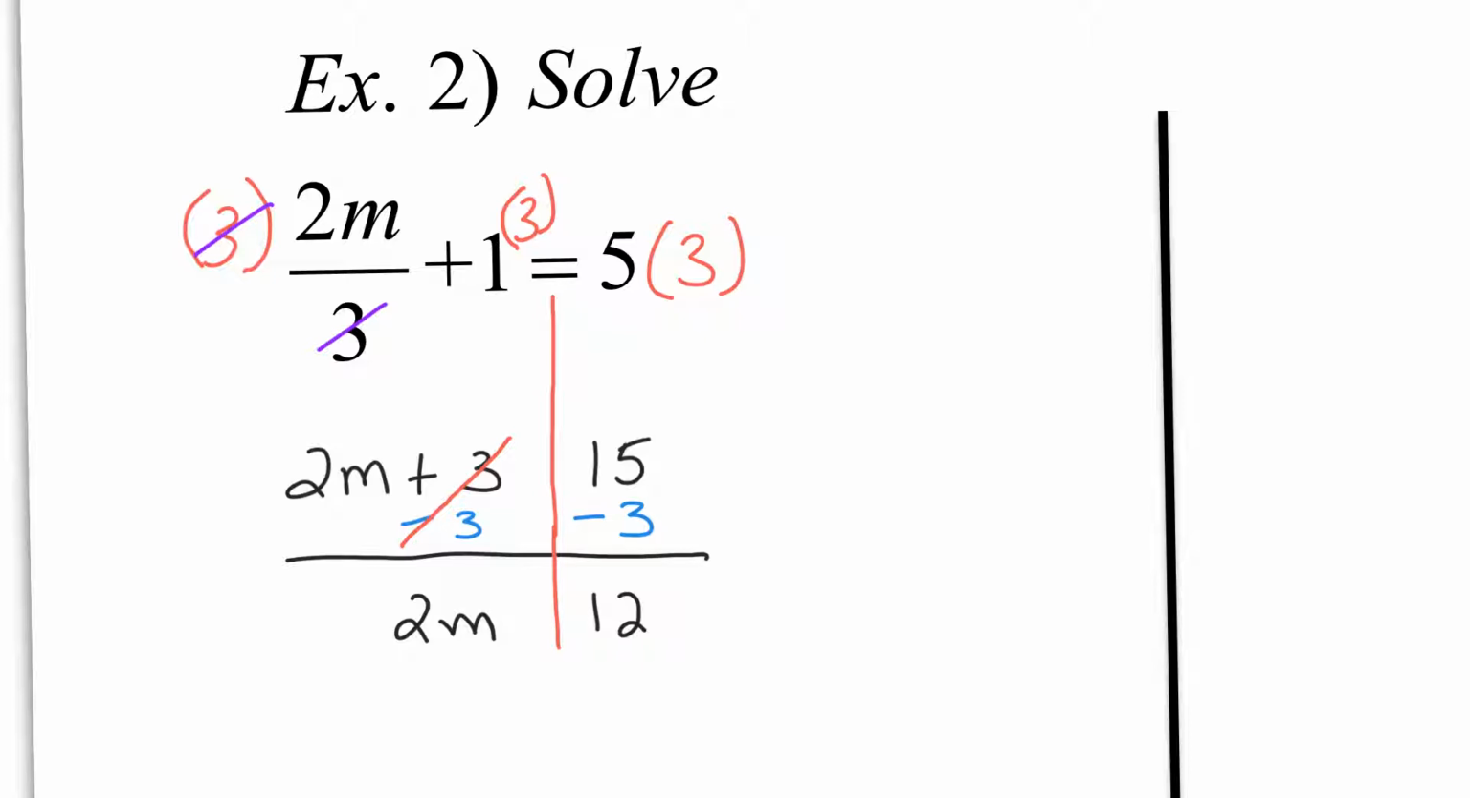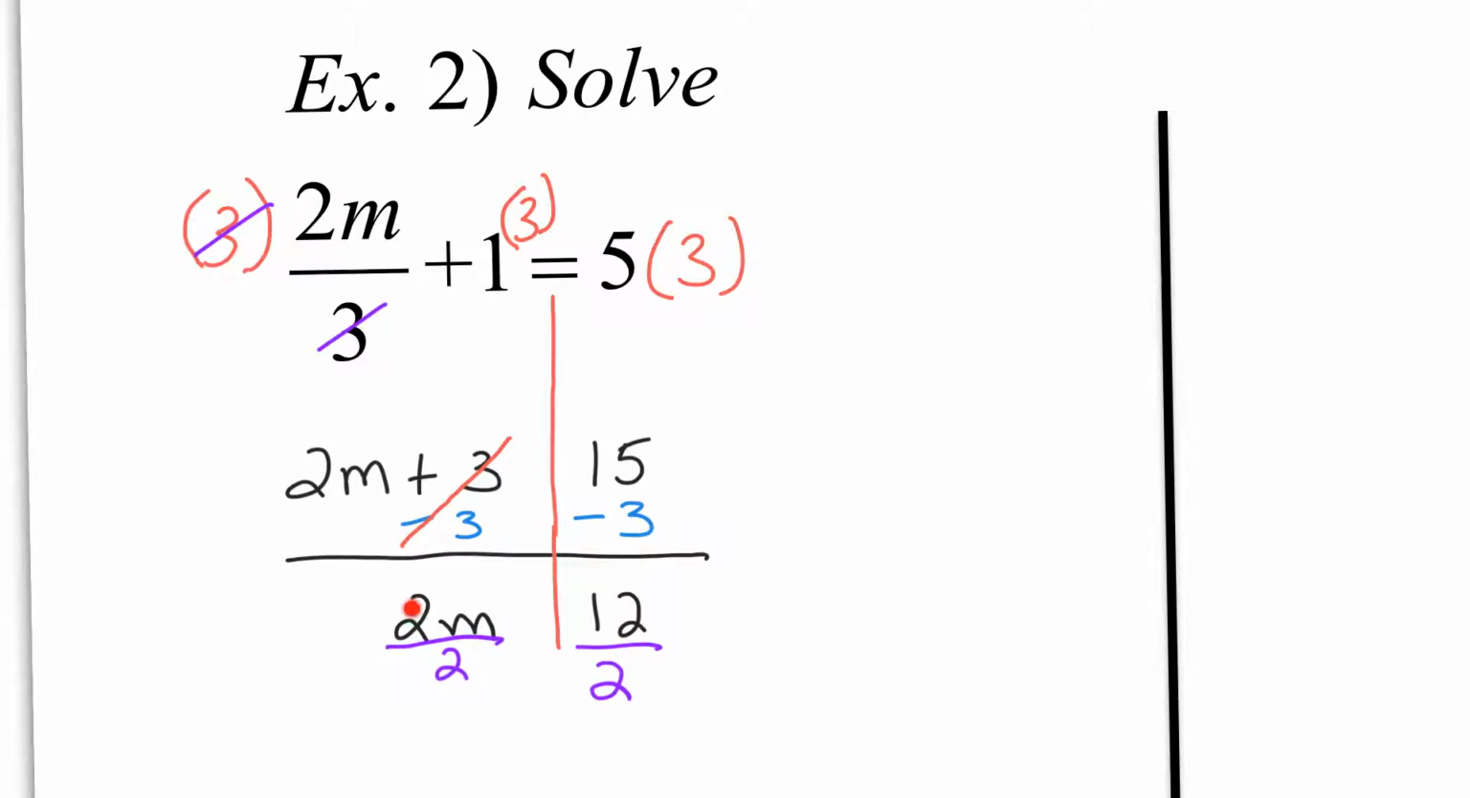Step 3, I'm going to isolate the variable. So it has a 2 next to it, so I need to get this by itself. And I need to understand what's happening. Here, I am multiplying 2 times m, so I have to do the opposite of multiplication, which is division. So I divide by 2, and on the other side, you guys divide by 2.